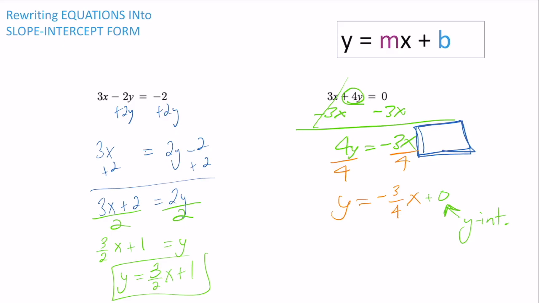So if I imagine this line, it's going through the origin because the y-intercept is 0, right? And I'm going up 3 over 4, and as I go up, I'm going to the left because the slope is negative. So I go 1, 2, 3, 1, 2, 3, 4. That would be my next point, and I could just visualize what that line should look like.